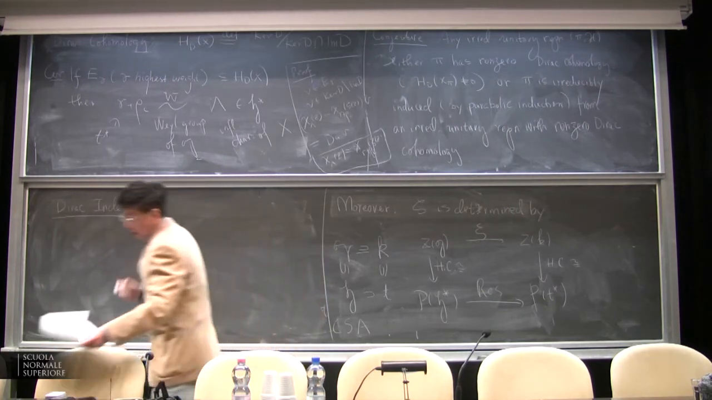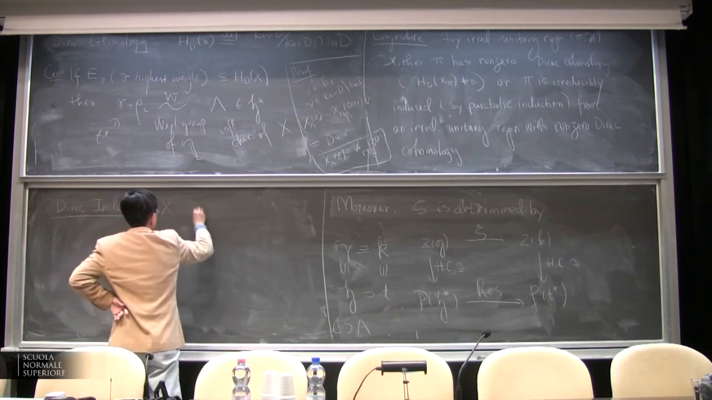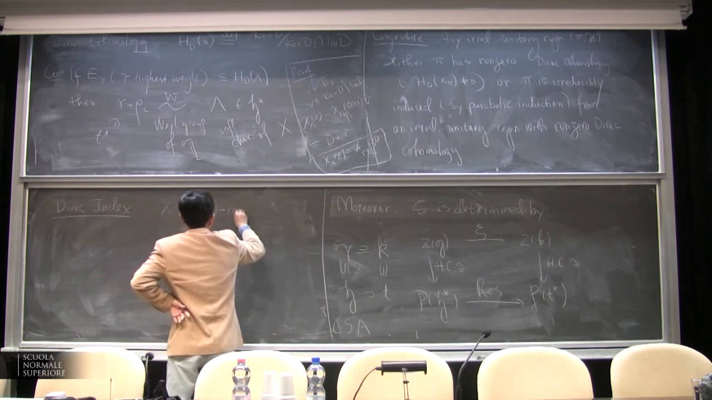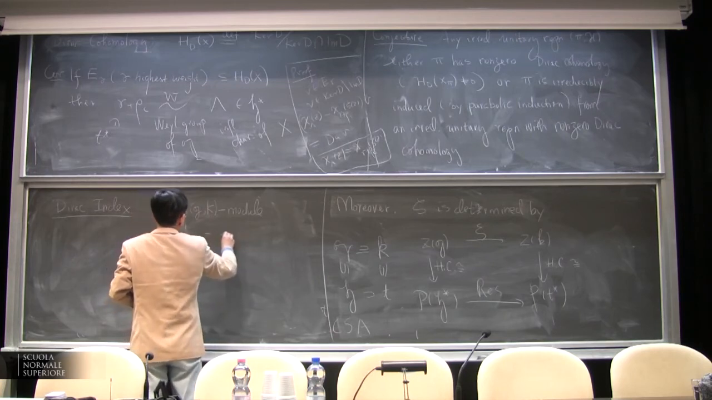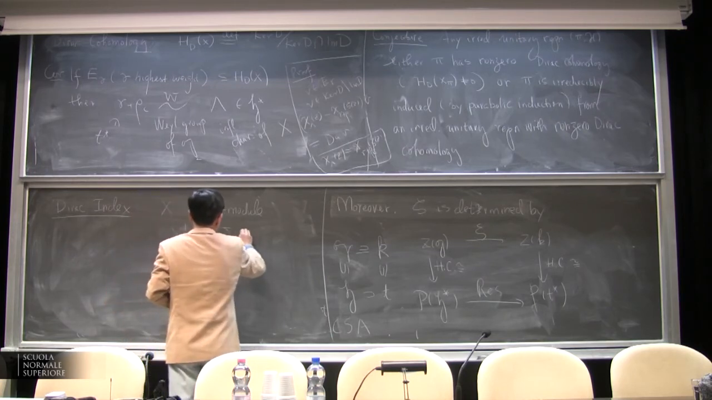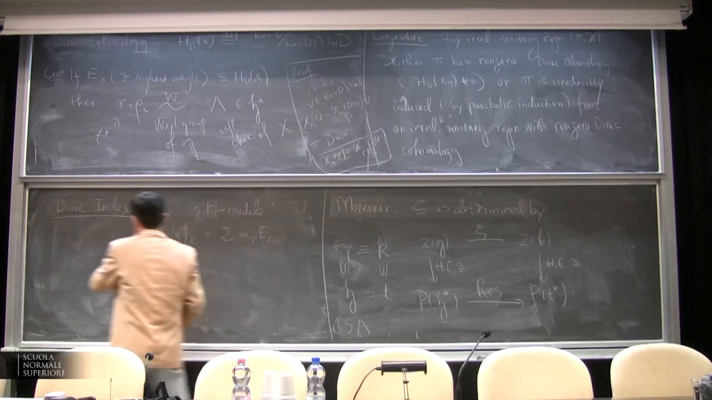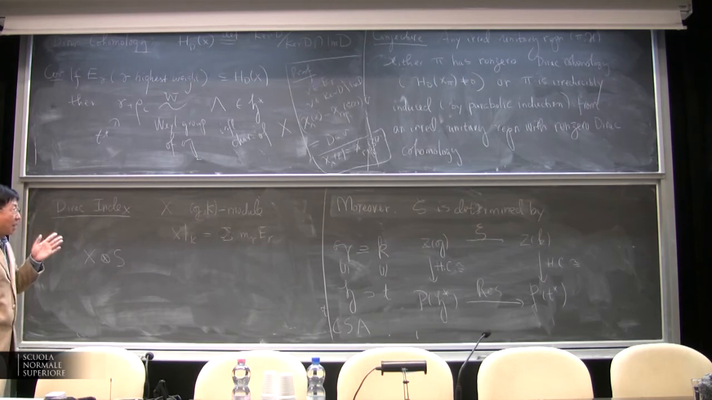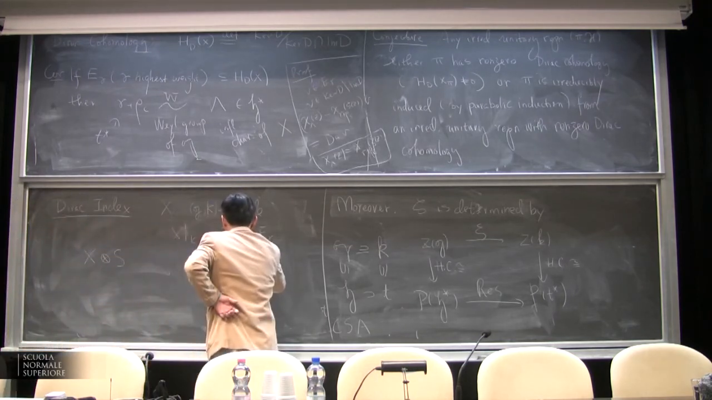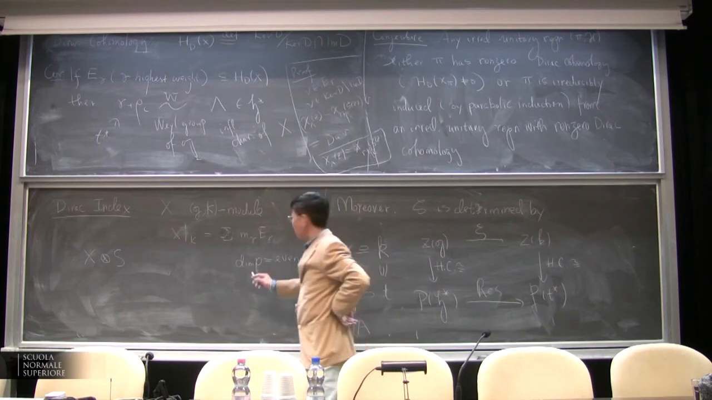For the Dirac index, we can consider the situation where we have X, a (g, K)-module. In particular, restricted to K, it is the direct sum of irreducible representations. So we can consider X tensor S. Here I'm making the assumption that the dimension of p is given, and in particular we're talking about the equal rank case.